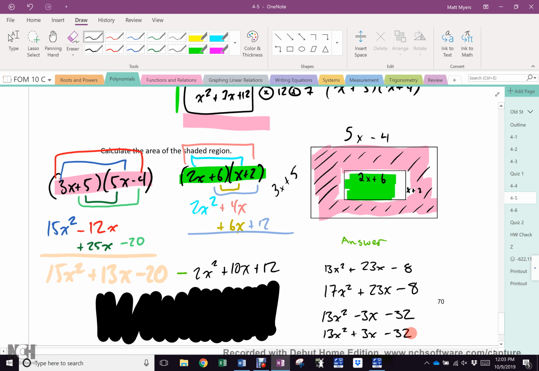13x squared plus 3x minus 32. Any other guesses? Ready? Oh, wait, Addison.